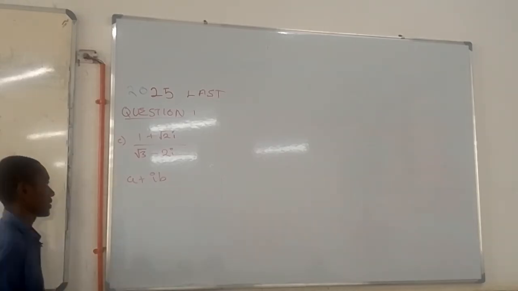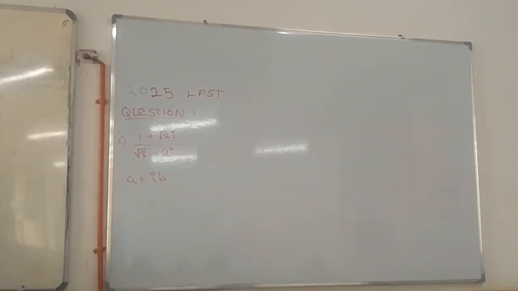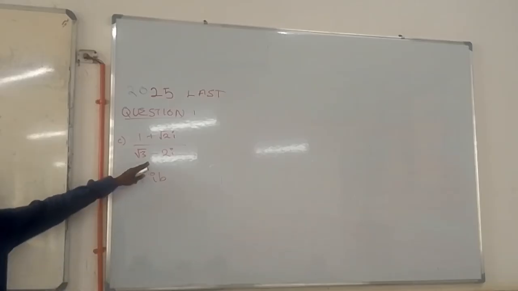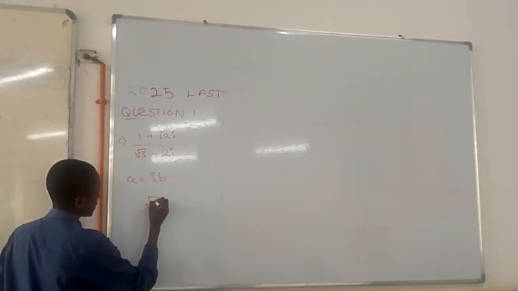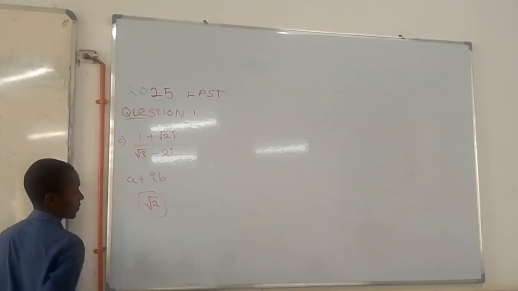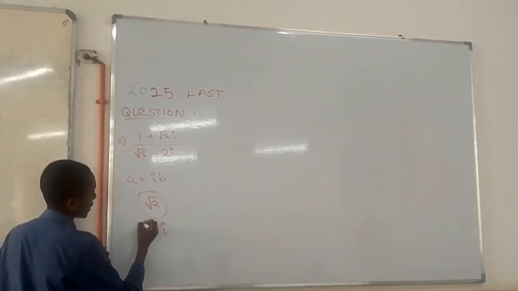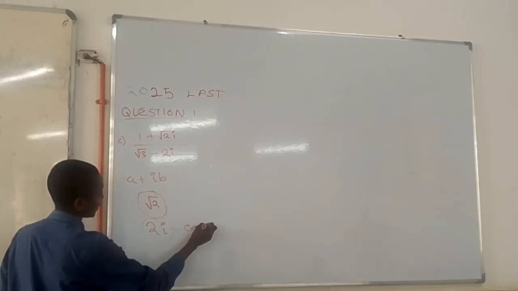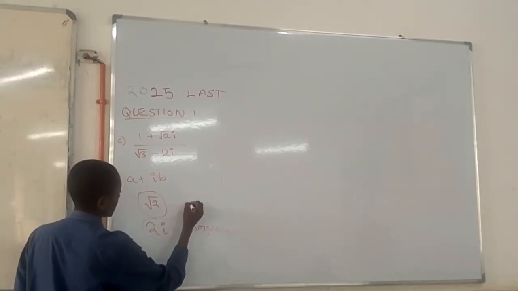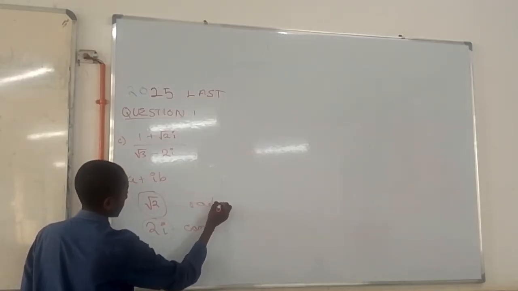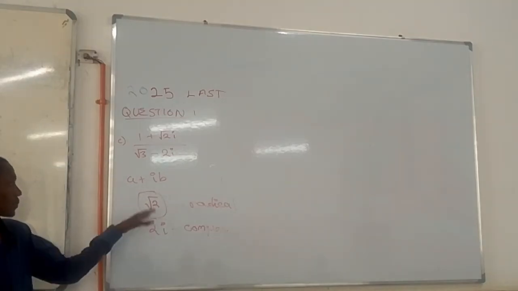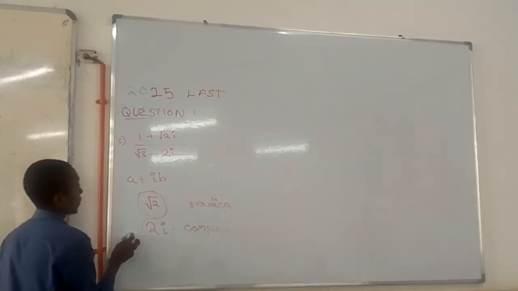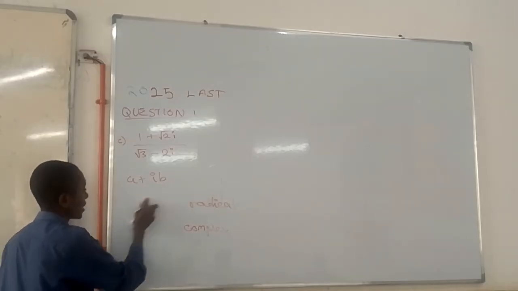Rationalizing the denominator just simply means that you should remain with rational numbers. This is not a rational number, this is a radical. This is not a rational number, this is a complex number. So this is complex, this is radical. Both of these are irrational. So we need to rationalize the denominator.